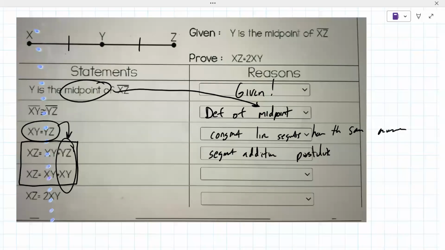So what are we actually doing? Well, we're replacing YZ with XY. Replacing is another word; in math, we don't use the word replace, we use substitution. So maybe substitution property of equality, something like that.